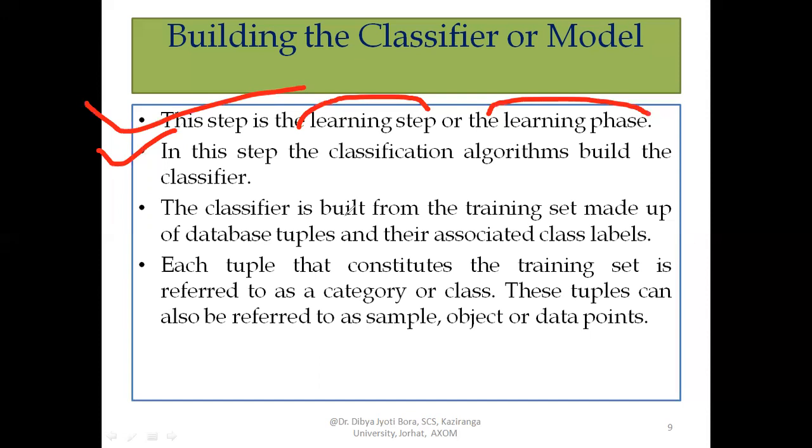Then the classifier is built from the training set made up of the database tuples and the associated class labels. Remember, questions can come like: from which data set, or which part of the data set, do we build the classifier? The answer will be the training set. Now, each tuple that constitutes the training set is referred to as a category or class.